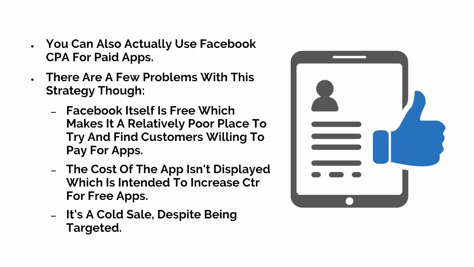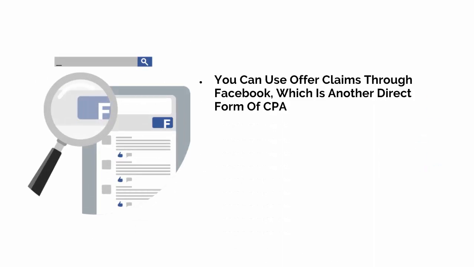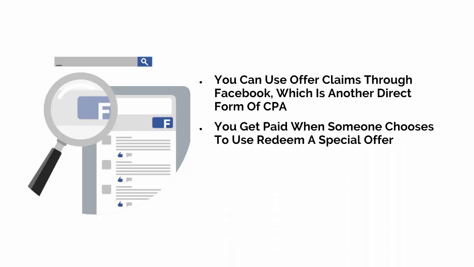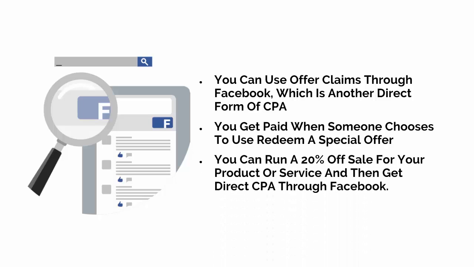Also interesting to note, of course, is the fact that you can use offer claims through Facebook, which is another direct form of CPA. This way, you get paid when someone chooses to redeem a special offer. This means you can run a 20% off sale for your product or service and then get direct CPA through Facebook. Potentially, this method could be highly lucrative.